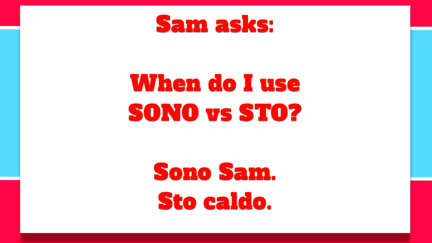Let's see. Hi, my name's Sam. I'm from the UK and I live in Italy now. I have been trying to learn Italian for 4 months now, and my question is, when must I use sono and when must I use sto? For example, sono Sam and sto caldo, because in English I would say I am Sam and I am hot. Thanks. Fantastic question, Sam. Grazie mille.